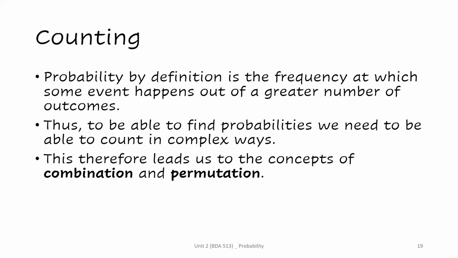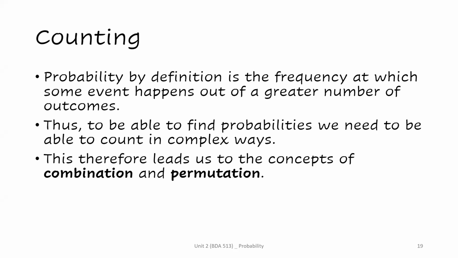So let's move to counting. We cannot talk about probability without counting. So we've known that probability is the frequency at which some event happens over the total number of outcomes. To be able to find the probability, of course, we also need to be able to count in complex ways. So the issue of combination and permutation comes in.